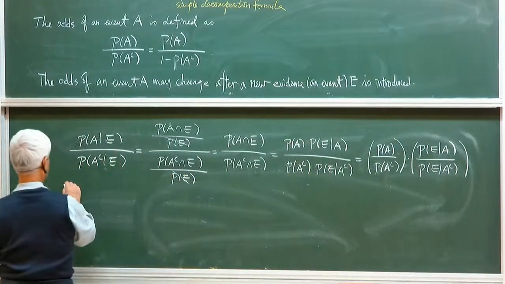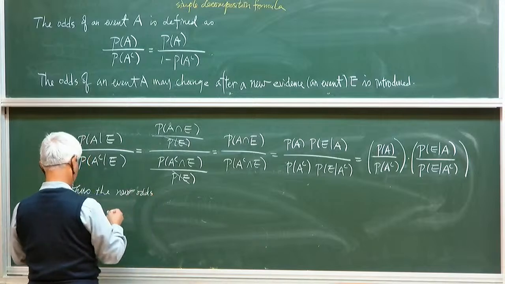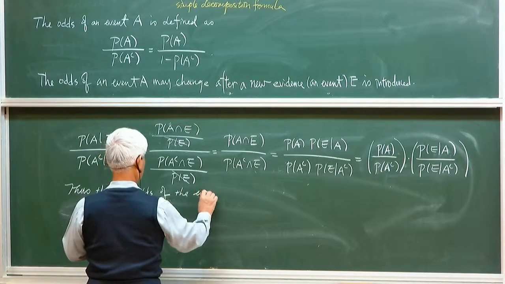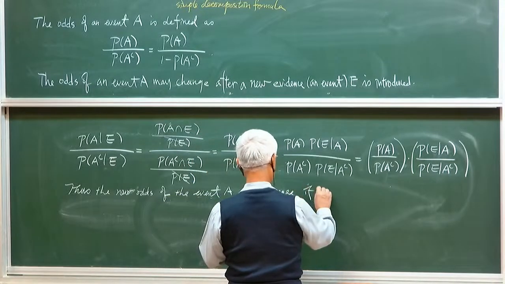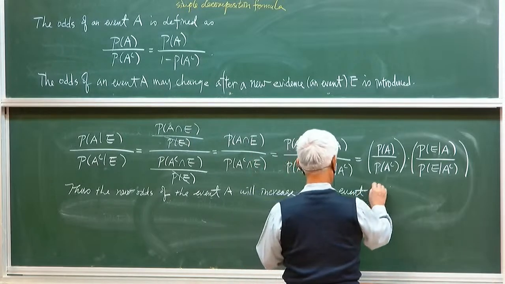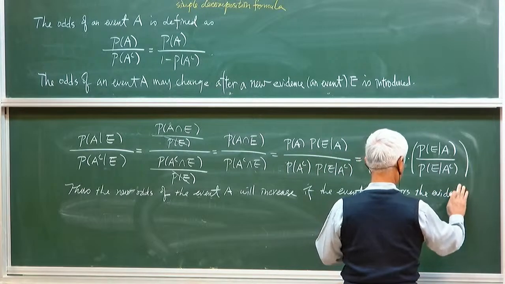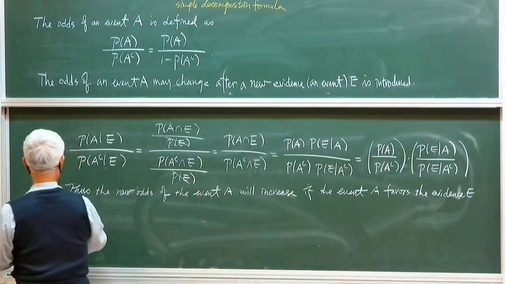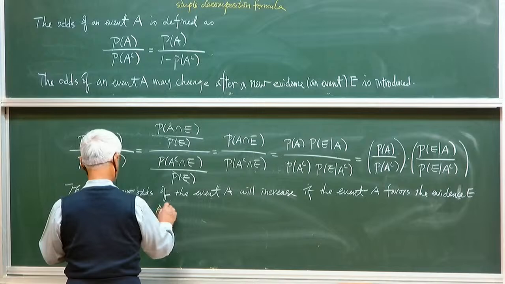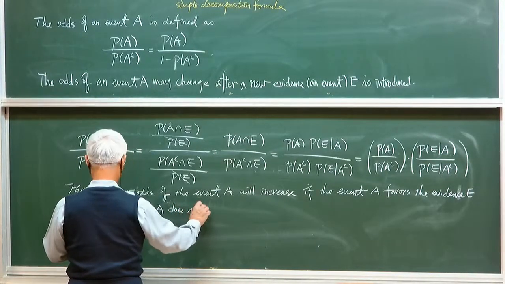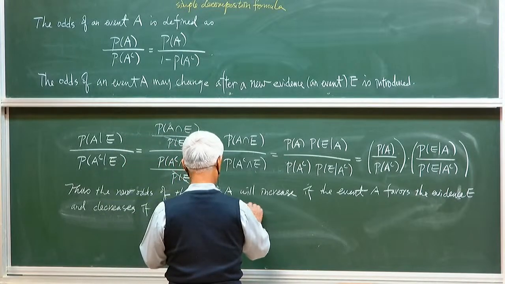So we can say that the new odds of the event A will increase if the event A favors the evidence E, and decrease if A does not favor E.